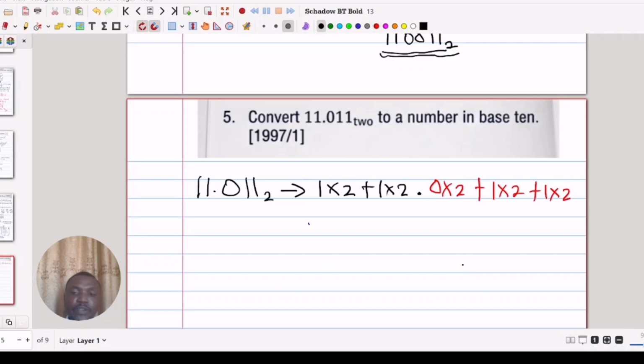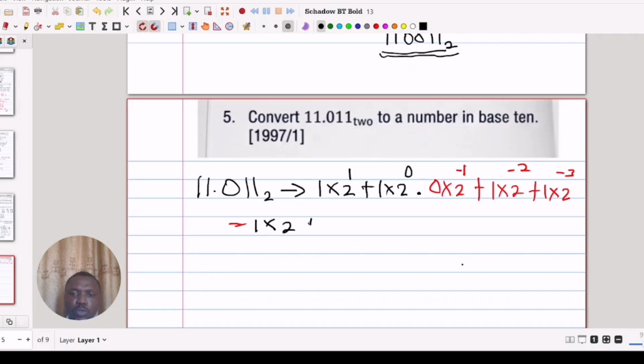Now this one is quite different from what we have been doing. Before the decimal, you start with 0 with your power. Then after the decimal, you just start with minus 1, then minus 2, minus 3. So you can move on by writing 1 times 2 raised to the power 1, which is 2, plus 1 times 2 raised to the power 0. That will be 1. Put your point.